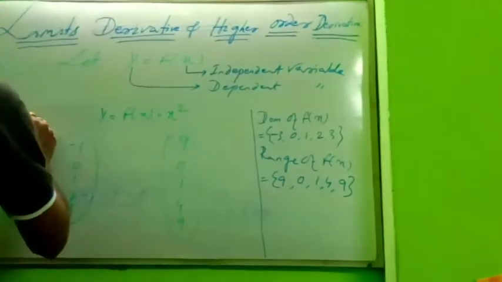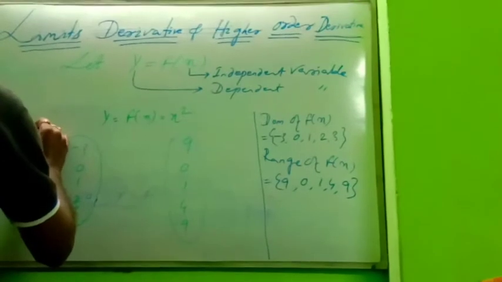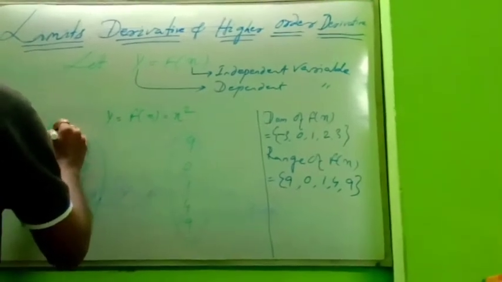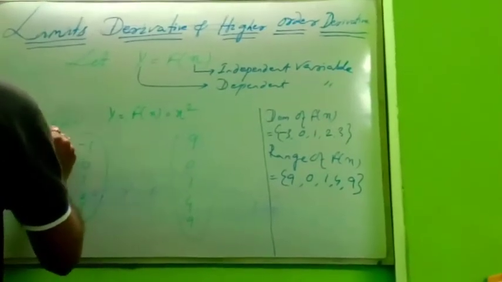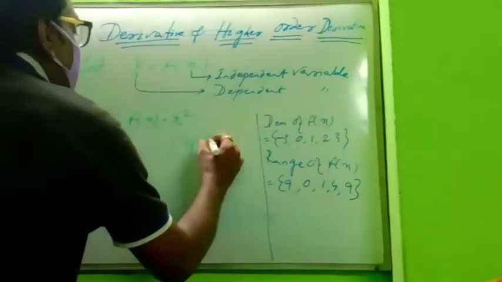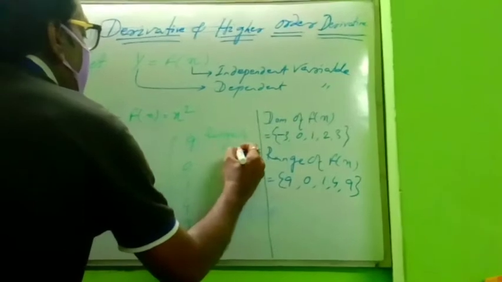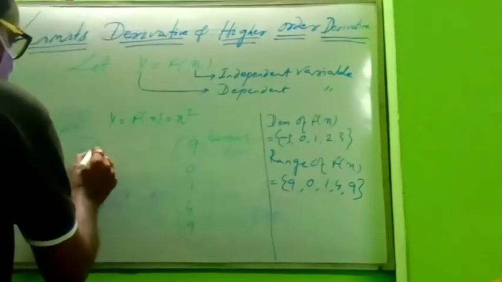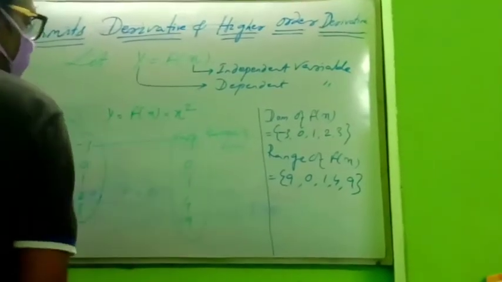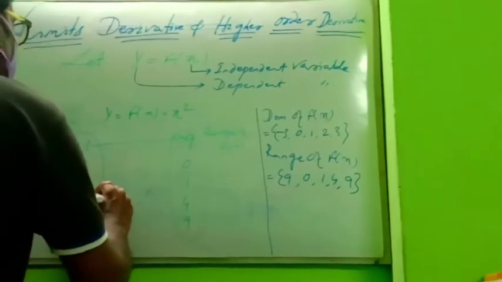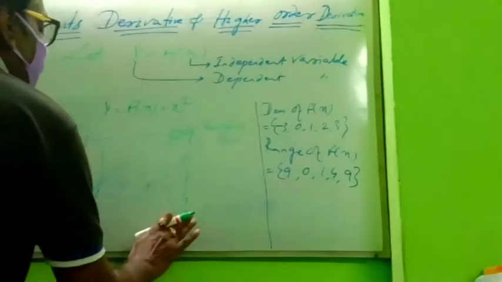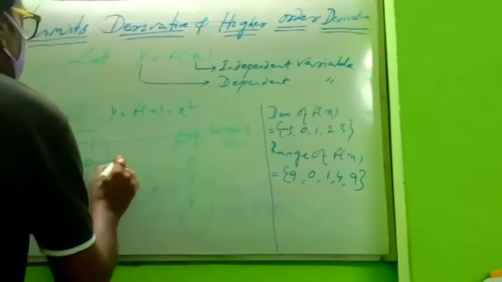This is called the domain, domain of f of x, and this is called the range, range of f of x. When x is equal to minus 3, you are getting 9. When x is equal to 3, then also you are getting 9. It is not necessary to write so many things.